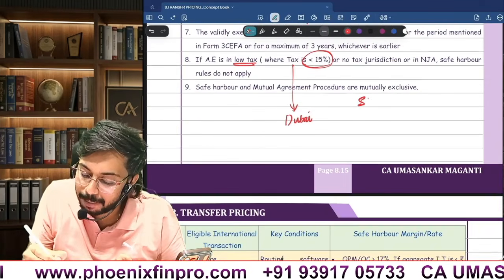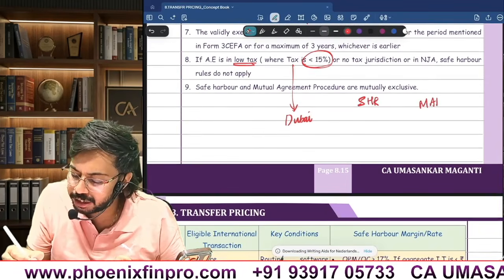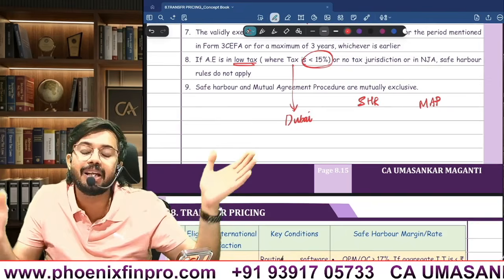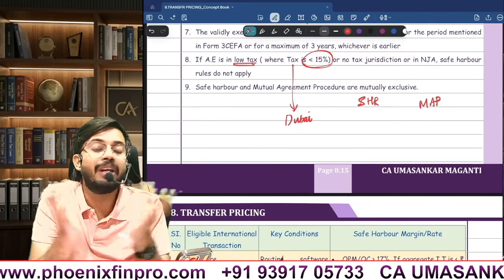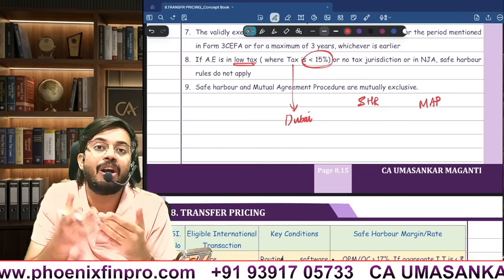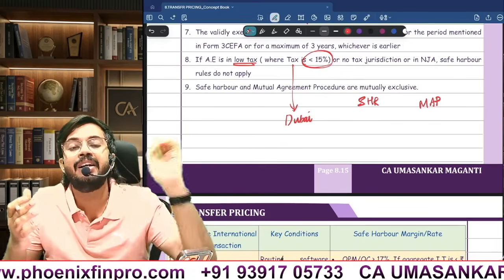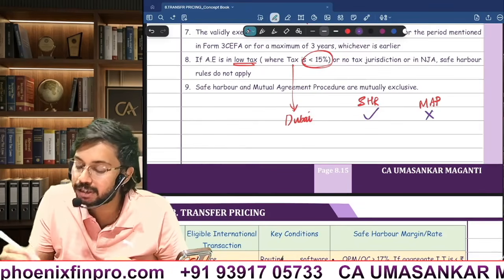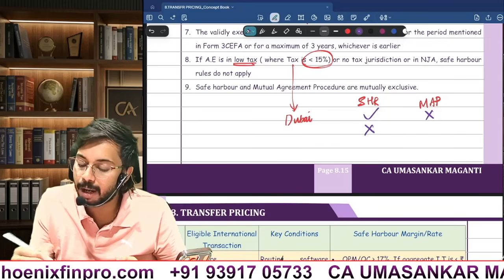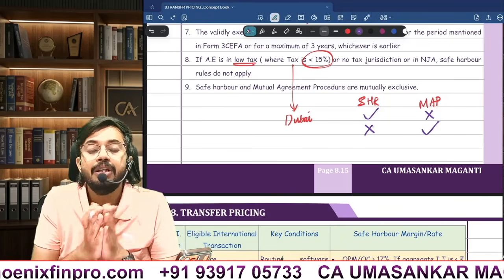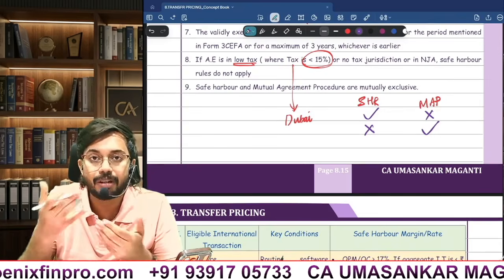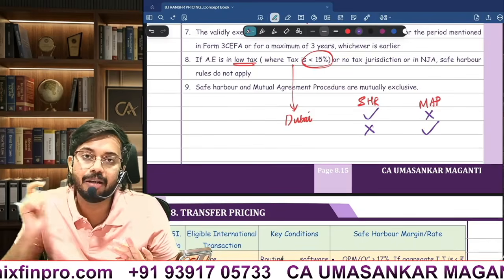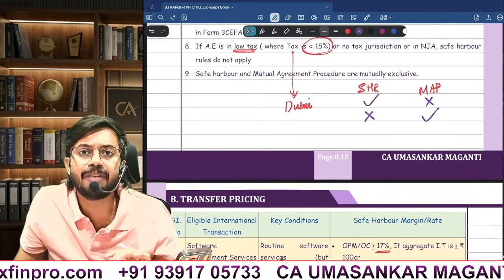Next, safe harbor rules and mutual agreement procedure. I told you in secondary adjustment, sometimes the Indian government along with a foreign government will enter into a mutual agreement procedure. For the matters that are not covered under DTAA, they will separately enter into a mutual agreement procedure. So if safe harbor rules are applicable, mutual agreement procedure is not applicable. If safe harbor rules are not applicable, mutual agreement procedures are applicable. So mutually exclusive means what? If one is applicable, the second is not applicable. If one is not applicable, the second is applicable. Okay. Now, shall we see safe harbor margins?